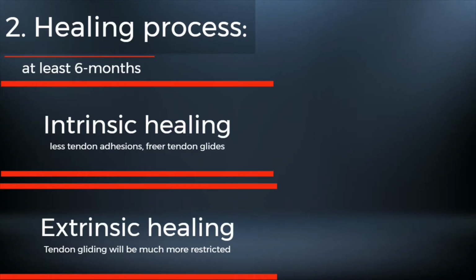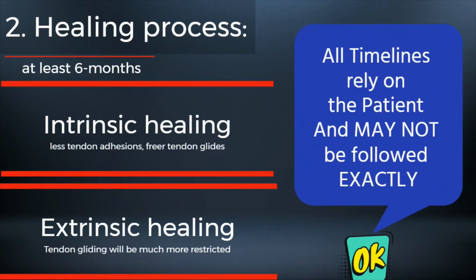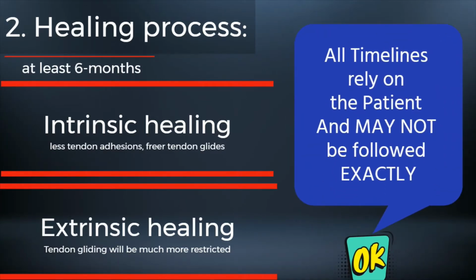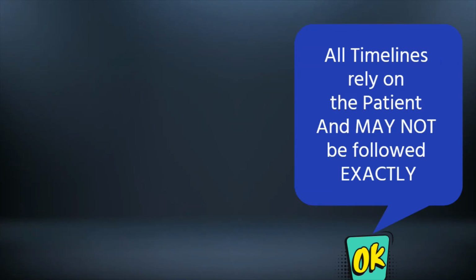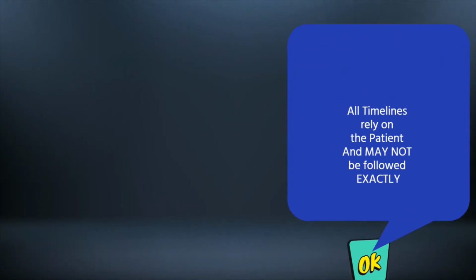When extrinsic healing dominates the process, there are more adhesions that frequently present as a result of increased inflammatory response. This response may occur because of infection, multi-system injury, a high-energy injury, or other factors. Tendon gliding will be much more restricted in this case as a result of adhesions. The pace of the rehab timeline should be increased in order to break up the forming adhesions. Overall, all timelines rely on the patient and may not be followed exactly.